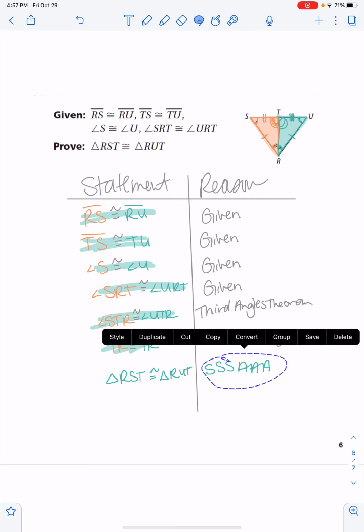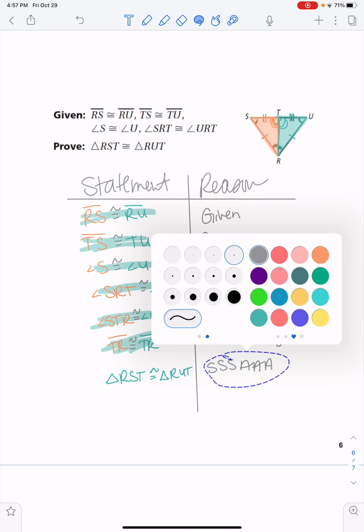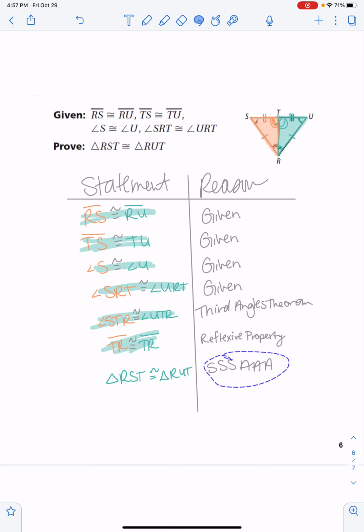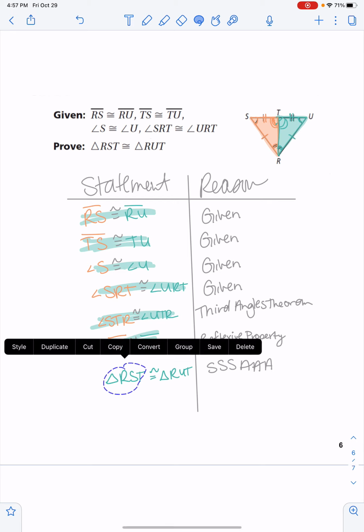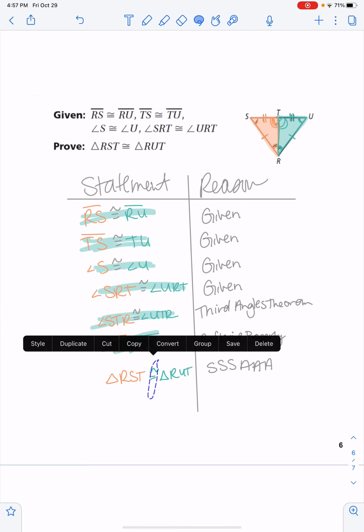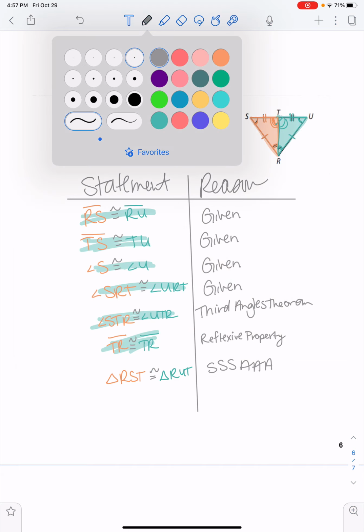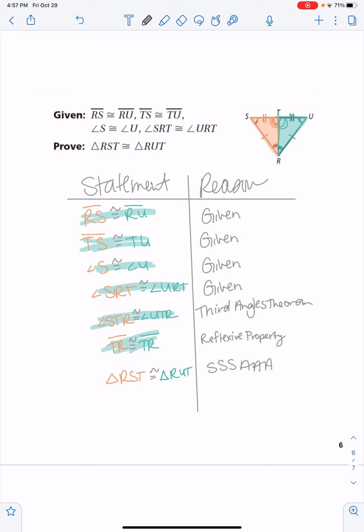I'll make these colors pretty. And then RST was the orange one. RST. And then RUT was the turquoise one. So we have proven that these triangles are congruent because we showed all three sides and all three angles match up.